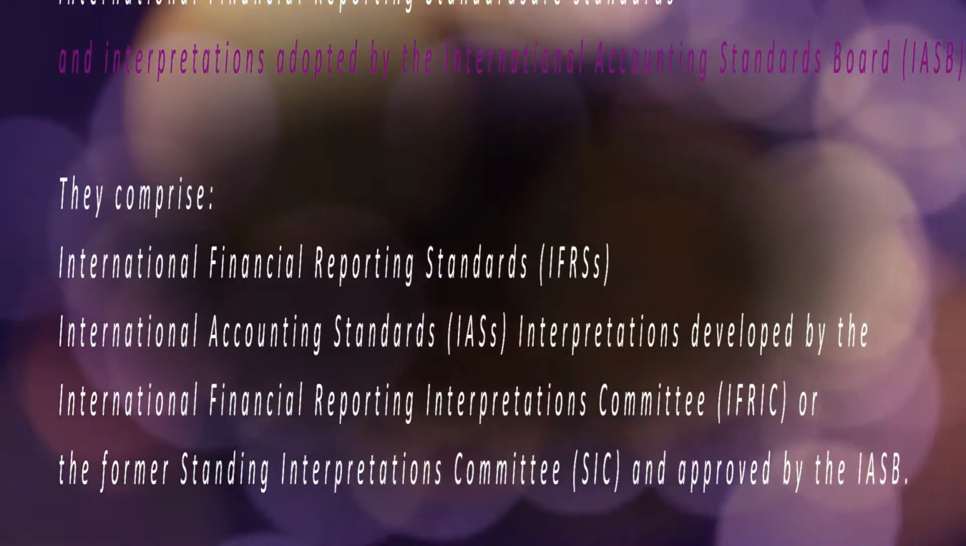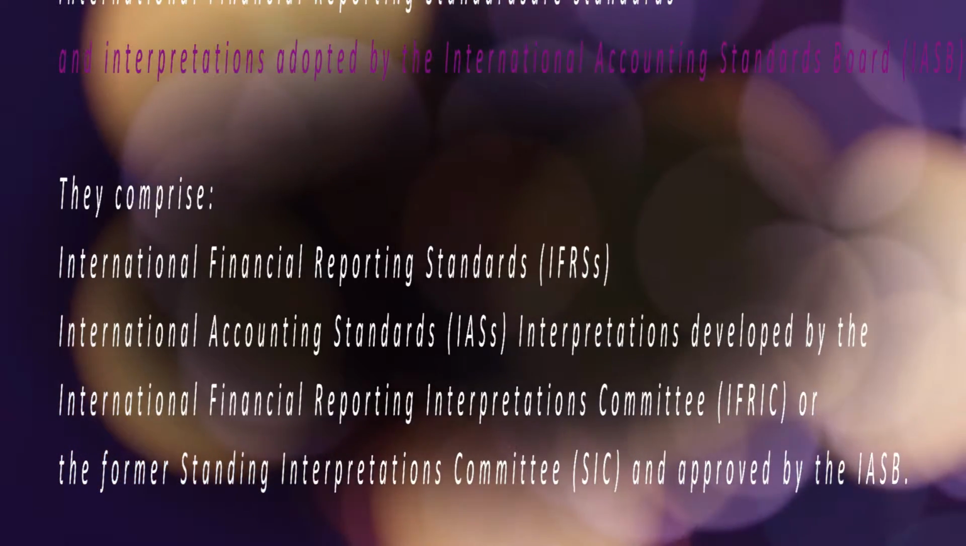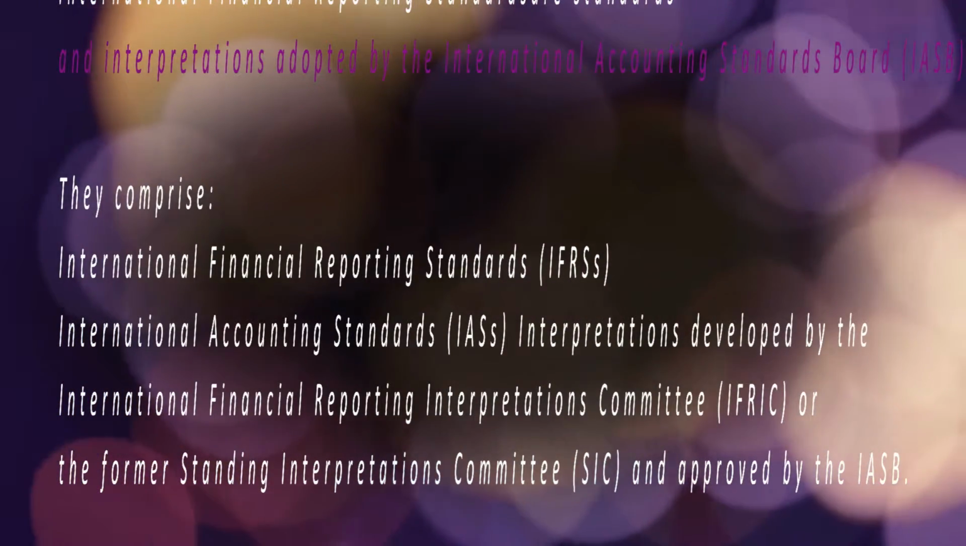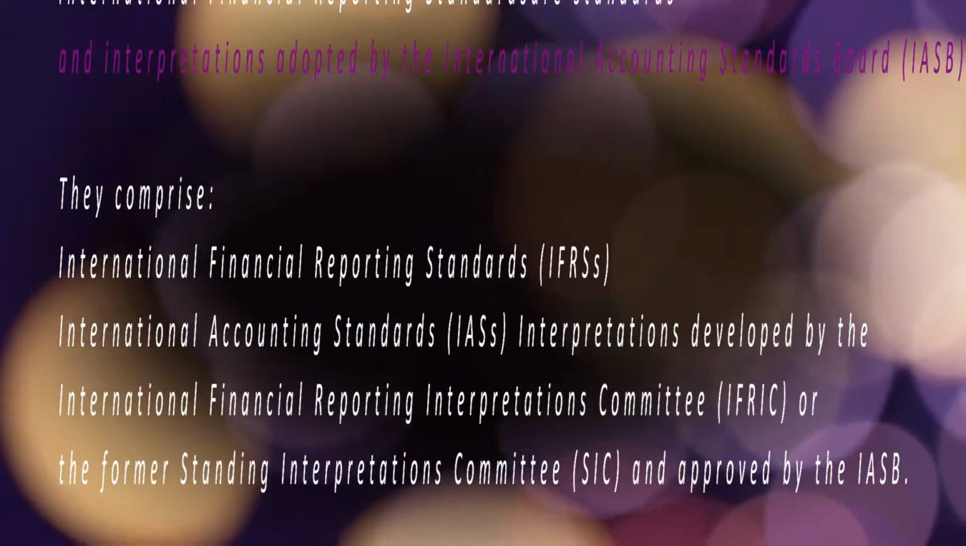Also, one of the key definitions that you come across in the standard is prior period errors. These are omissions from and misstatements in an entity's financial statements for one or more prior periods arising from a failure to use, or misuse of, reliable information that was available and could reasonably be expected to have been obtained and taken into account in preparing those statements. Such errors result from mathematical mistakes, mistakes in applying accounting policies, oversights or misinterpretations of facts, and fraud.